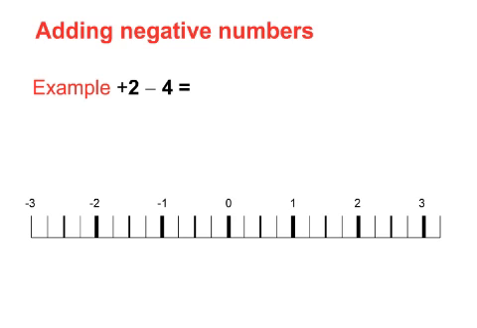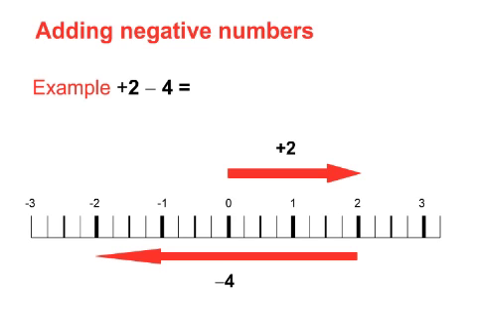I've placed the number line at the bottom of the screen, 0 at the centre, numbers to the right are positive, numbers to the left are negative. So let's start with a plus 2. Plus 2 means moving 2 units to the right on the number line from 0. So now we're at positive 2.